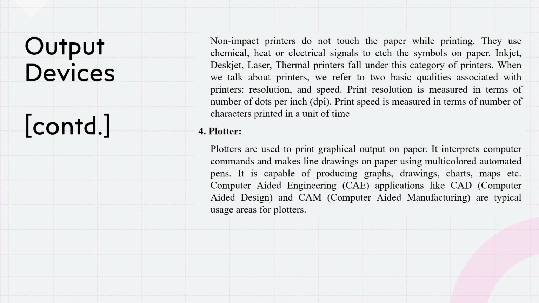When we talk about printers, we refer to two basic qualities associated with printers: resolution and speed. Print resolution is measured in terms of number of dots per inch, DPI. Print speed is measured in terms of number of characters printed in a unit of time and is represented as characters per second, CPS, lines per minute, LPM, or pages per minute, PPM.